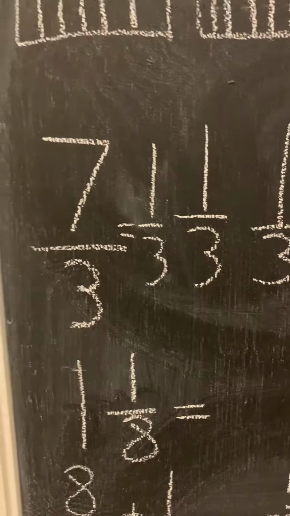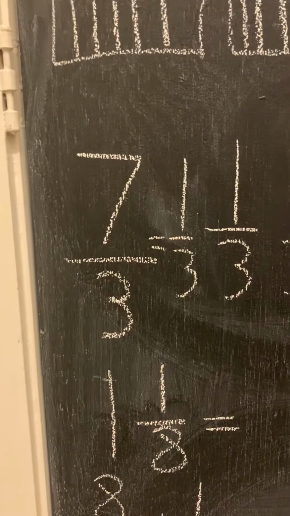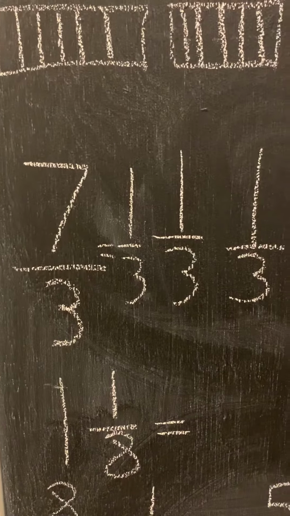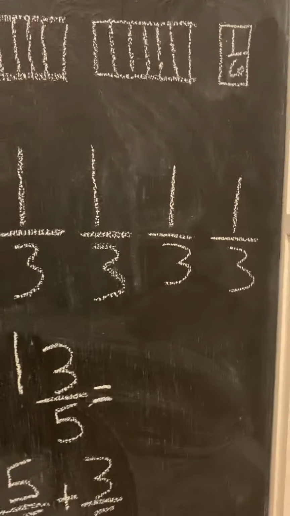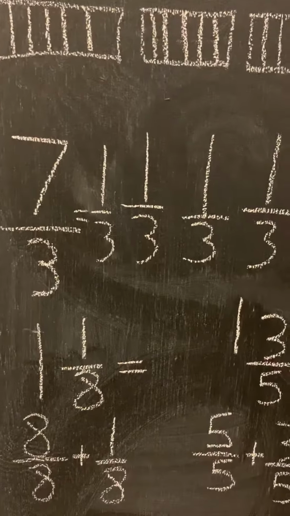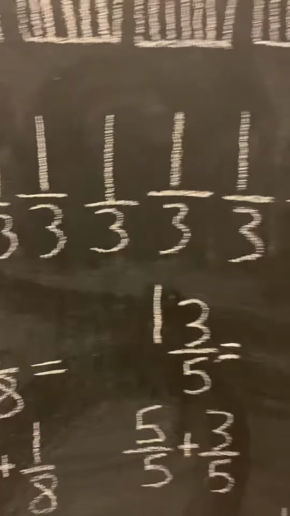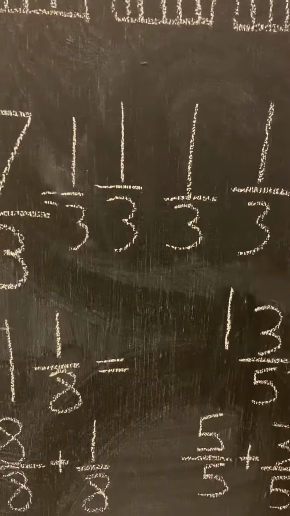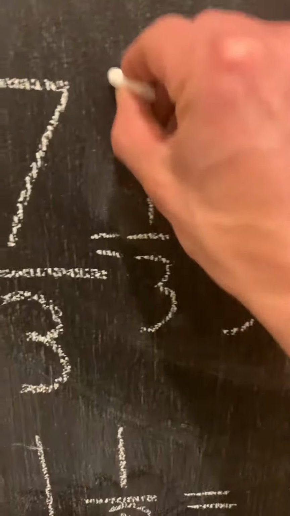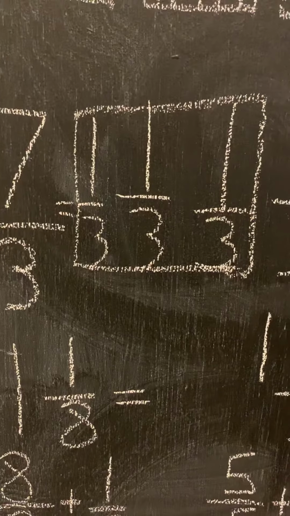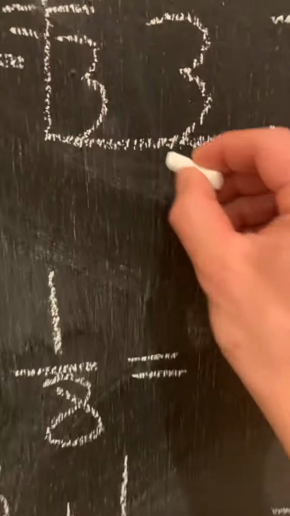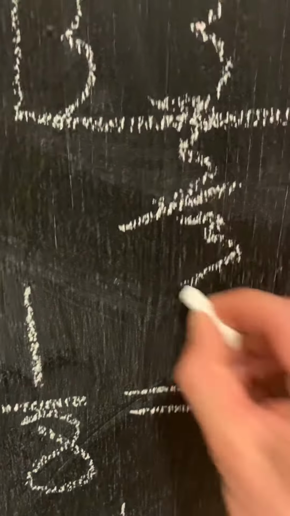Let's see what 7/3 looks like. 1/3 plus 1/3 plus 1/3 plus 1/3 plus 1/3 plus 1/3 plus 1/3. There's 7 of them there. How many of these 1/3 do I need to get a whole? Well, 3, right? Let's take this and box it in. 1/3 plus 1/3 plus 1/3 equals 3/3, or 1 whole.